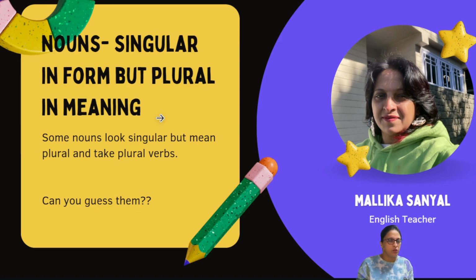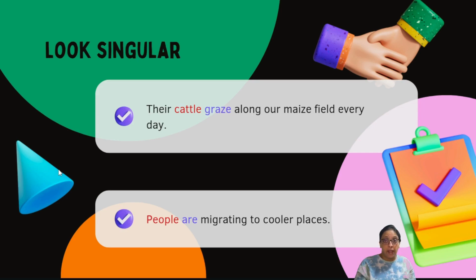So if you can remember whatever we discussed, meaning is important. So if the noun is plural in meaning, we have to use a plural verb. Let us see some examples. Their cattle graze along our maize field every day. So when we talk about cattle, we are talking about the animals that form the cattle. And therefore, we are essentially talking about the animals, and therefore it is going to take a plural verb. Cattle is a plural noun and it's going to take a plural verb.